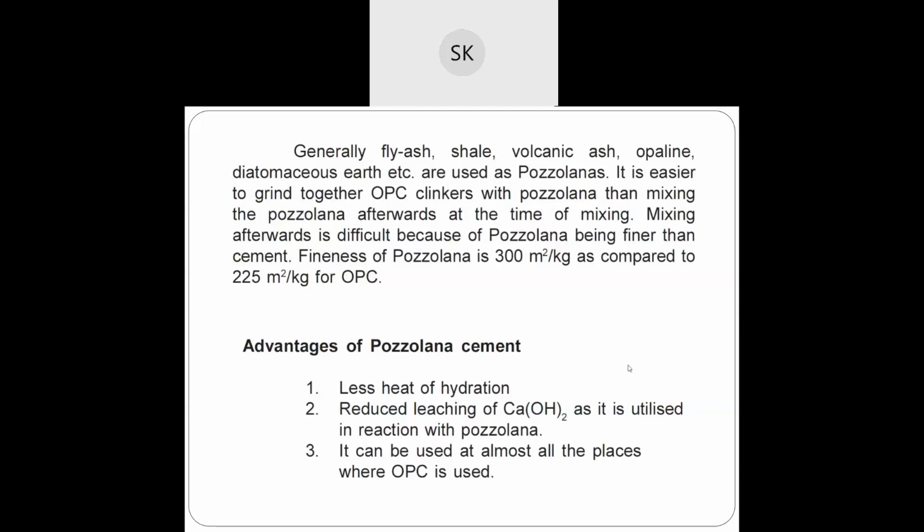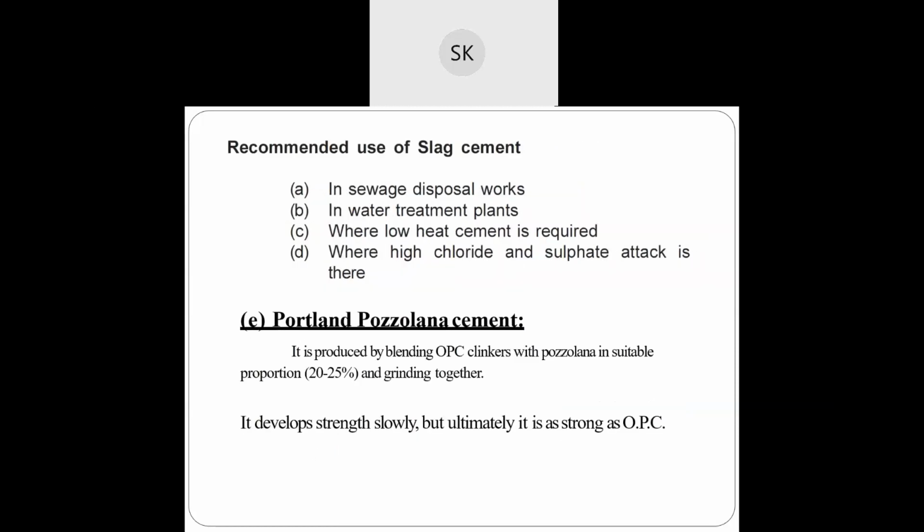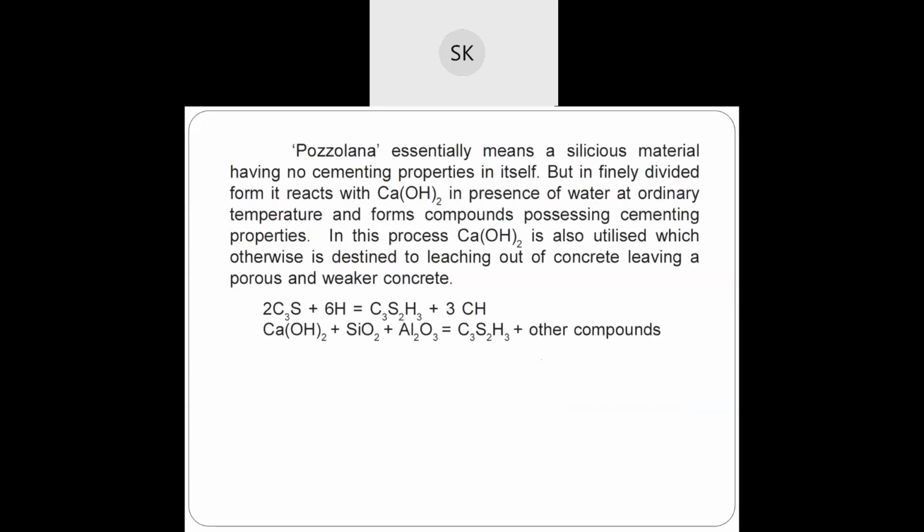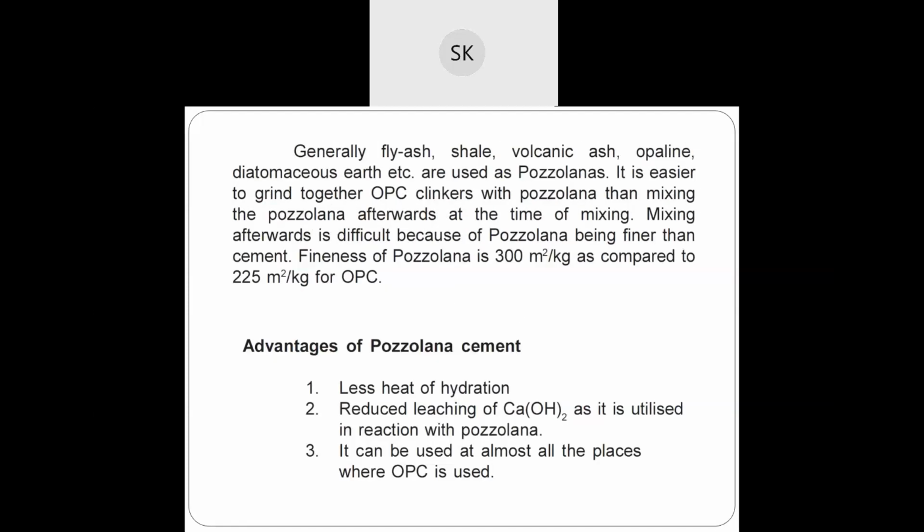Now these are some advantages: less heat of hydration, reduced leaching of calcium hydroxide as it is utilized in reaction with pozzolana. It can be used at almost all the places where OPC is used. So this is also called PPC. PPC is used in places where OPC can be used.